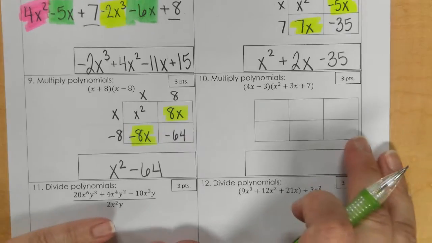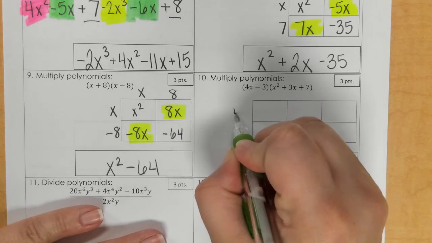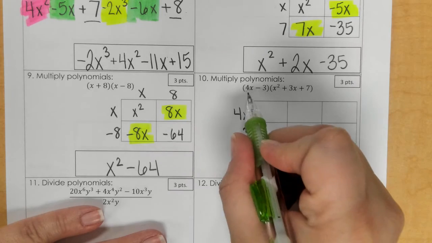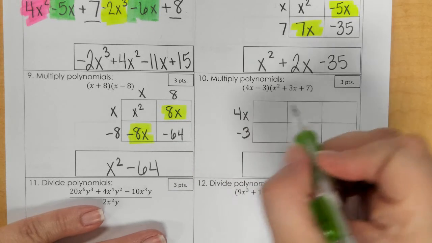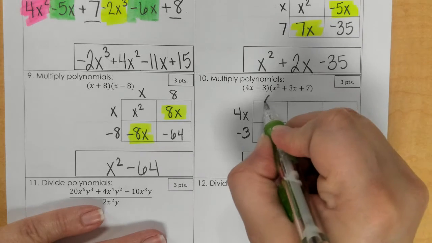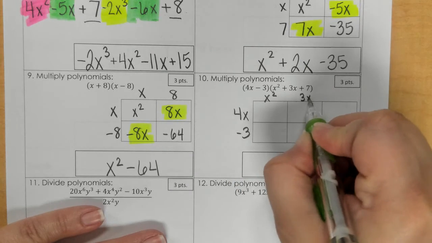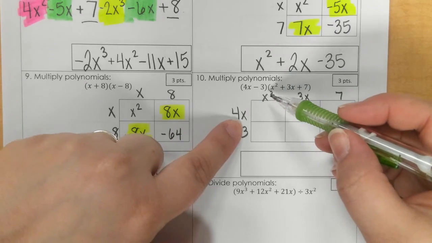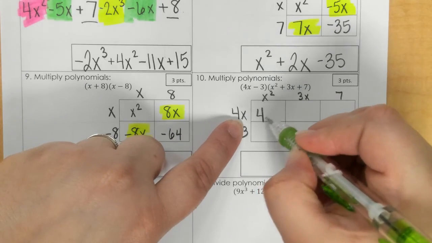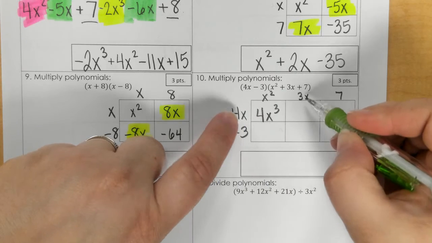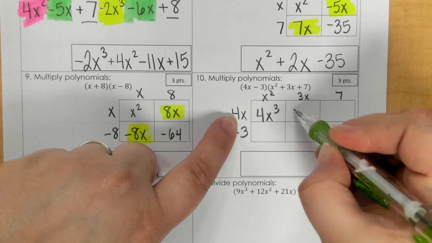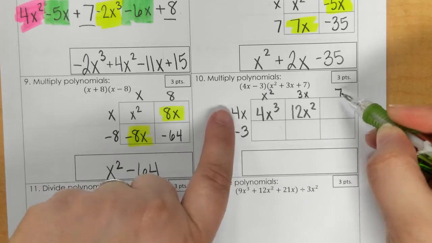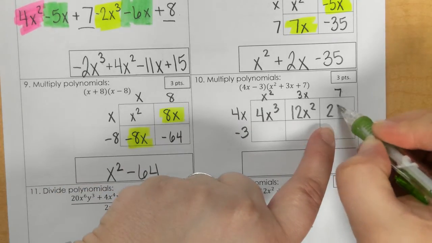Okay, in number 10, we can label the 4x and the negative 3 on the side here because there's only 2 spots, and that's a binomial, or 2 terms. And then on the top, we've got 3 terms, x squared, 3x, and 7. So we're going to do a lot of multiplying. We've got 4x times x squared. That's going to be a 4x to the third. Then 4x times 3x becomes 12x squared. And then 4x times 7 is 28x.